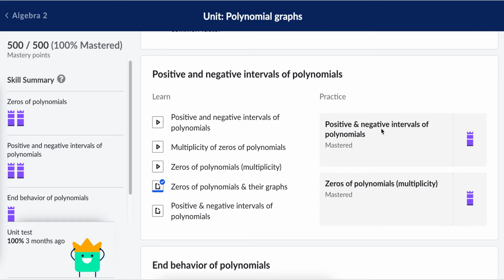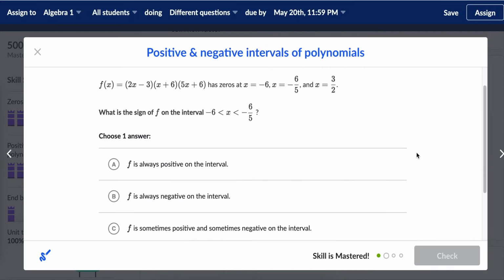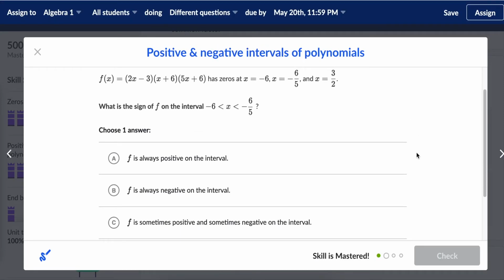We're going to look first at the positive and negative intervals of polynomials, and then we're going to look back again on zeros of polynomials and what multiplicity is and how that affects the intervals of polynomials. Okay, so checking out the first one here, we've got a few different types of questions in here.